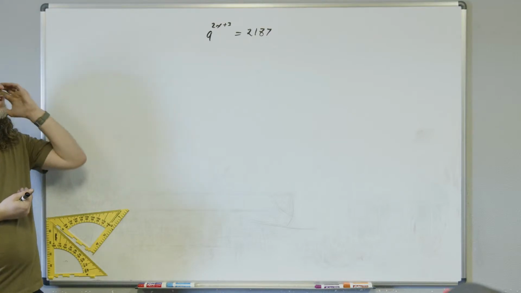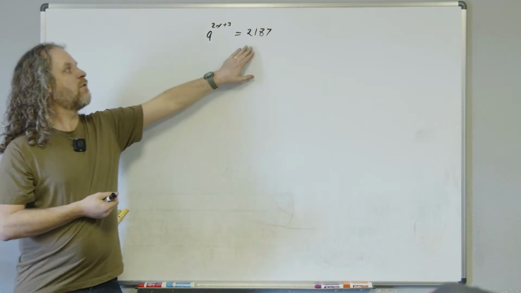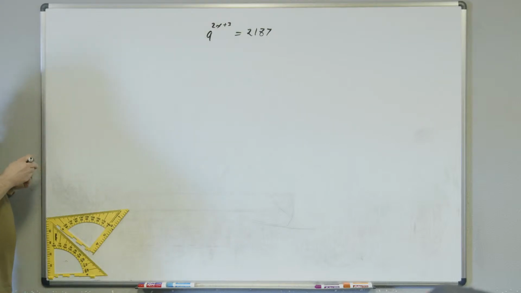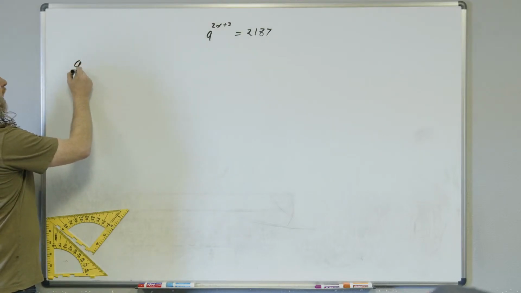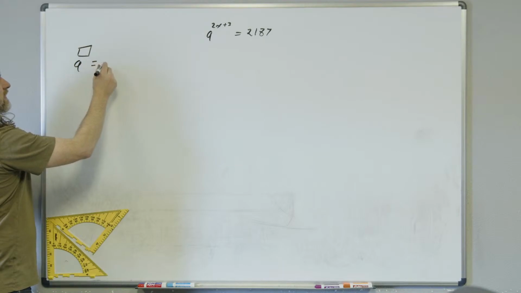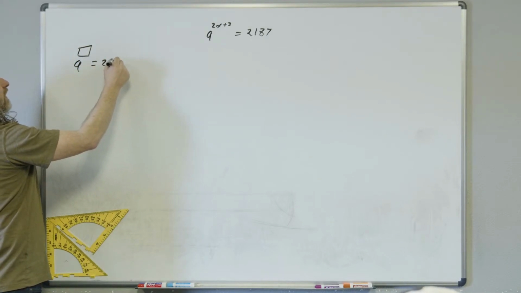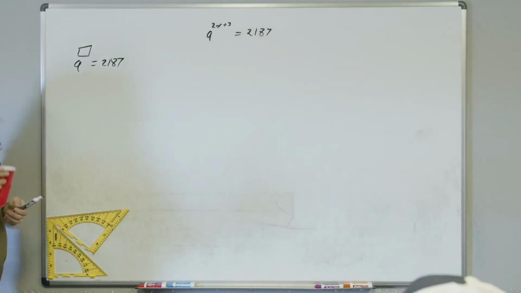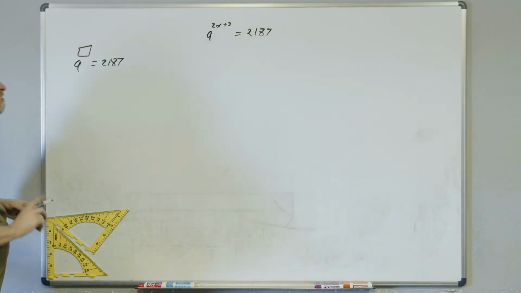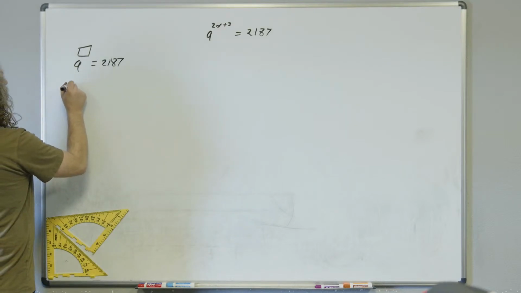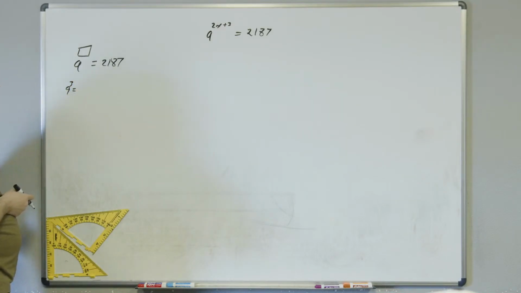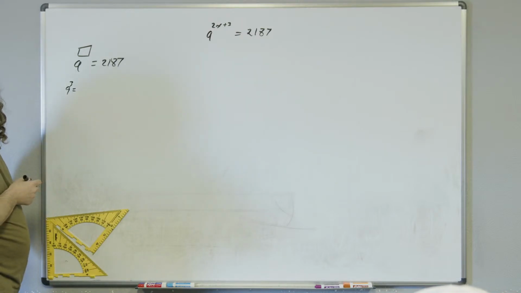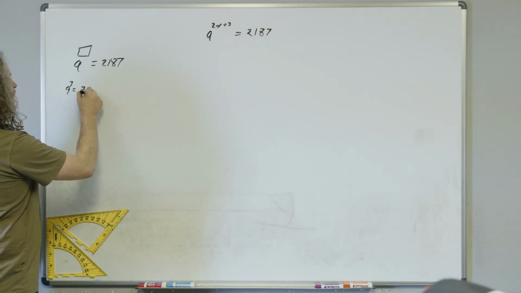Okay? We need the bases to match. So what we need to know is, can we turn that into 9 to the something? Is 9 to the something 2,187? I don't know either. Grab your calculator and try some stuff, yeah? What's 9 cubed? 729. So that's not big enough.